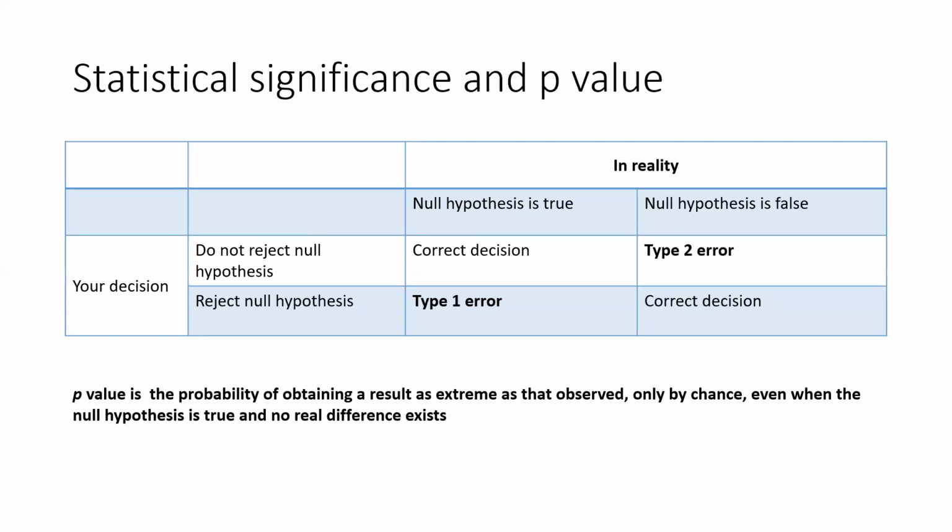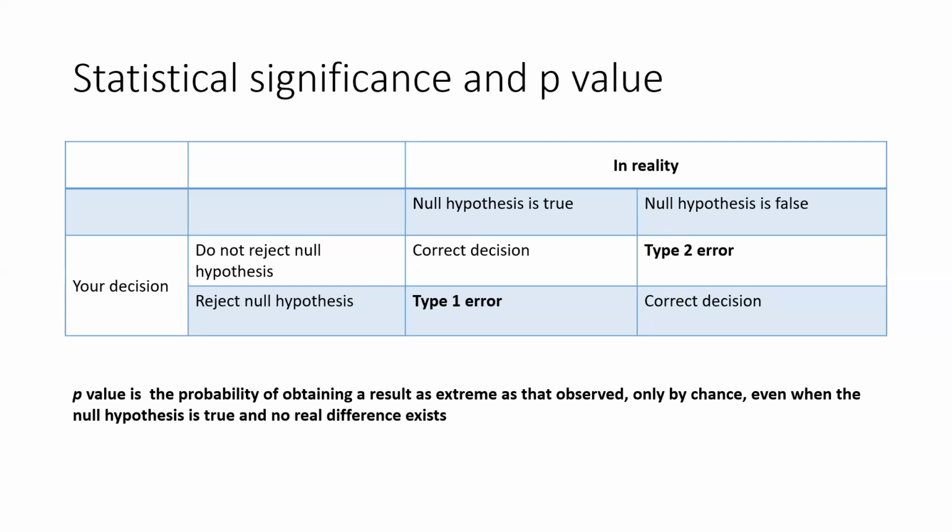This type 1 error is called the p-value. We try to make a value out of this error and say it is the probability of making that error. That means the probability of saying there is an association when actually there is no association.